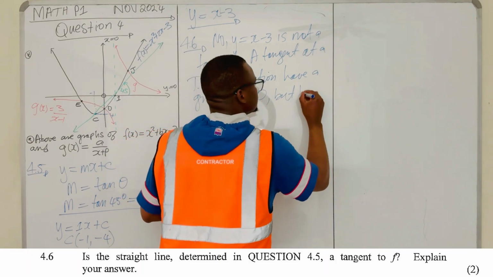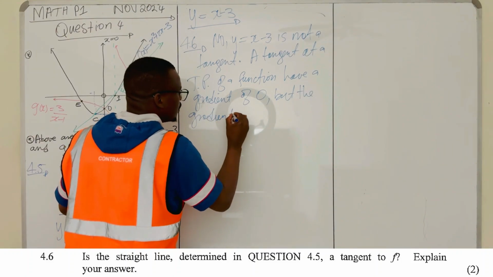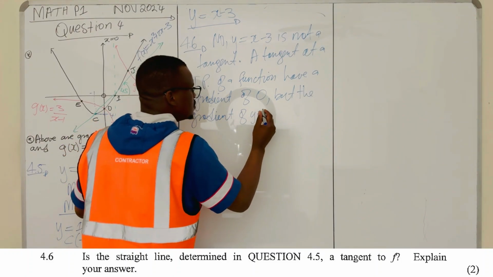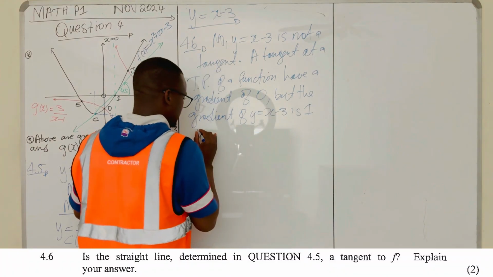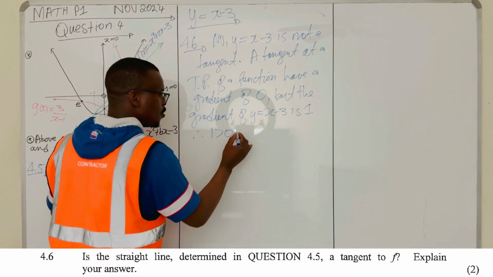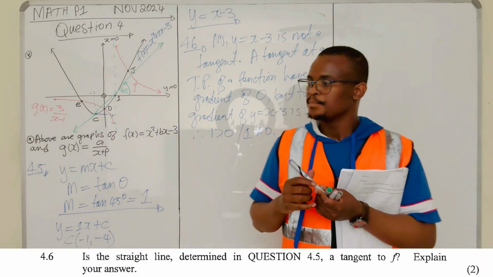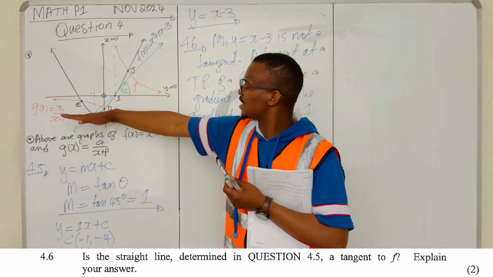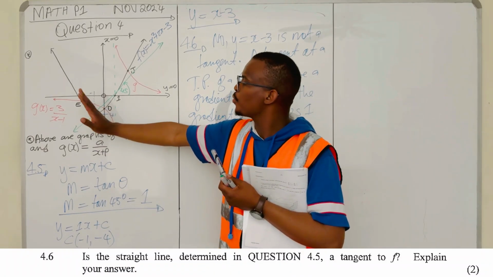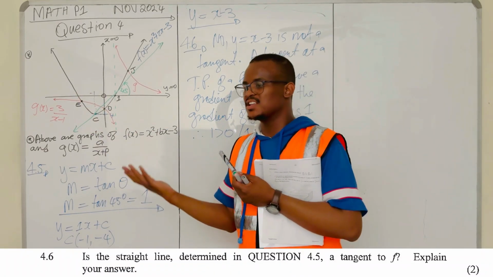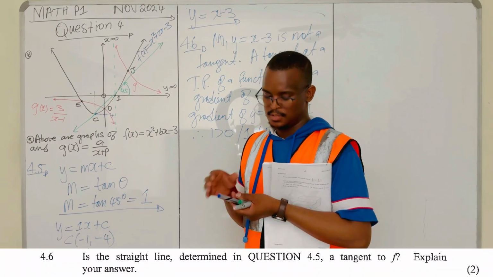But the gradient of y is equal to x minus 3 is what? It is 1. Therefore, 1 is greater than 0, or your 1 is not equal to 0. Because in order for this line to be a tangent, this gradient should be 0. That's the only way it will cut there without cutting your function multiple times. Not sure if that makes sense.